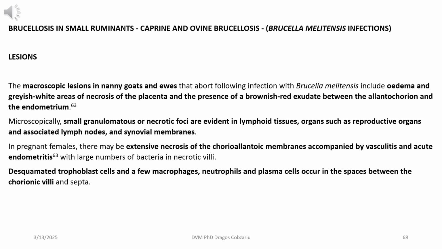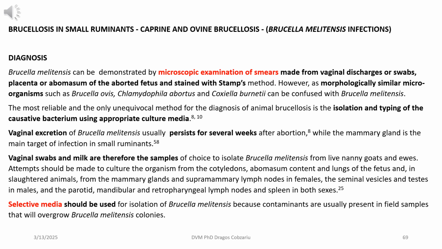Desquamated trophoblast cells and a few macrophages, neutrophils and plasma cells occur in the spaces between the chorionic villi and septa. Brucella melitensis can be demonstrated by microscopic examination of smears made from vaginal discharges or swabs, placenta or abomasum of the aborted fetus and stained with Stamp's method. However, morphologically similar microorganisms such as Brucella ovis, Chlamydophila abortus and Coxiella burnetii can be confused with Brucella melitensis. The most reliable and the only unequivocal method for the diagnosis of animal brucellosis is the isolation and typing of the causative bacterium using appropriate culture media.